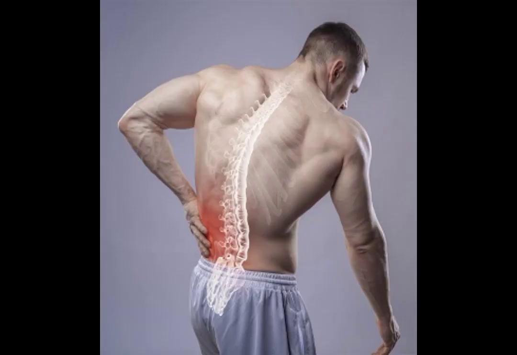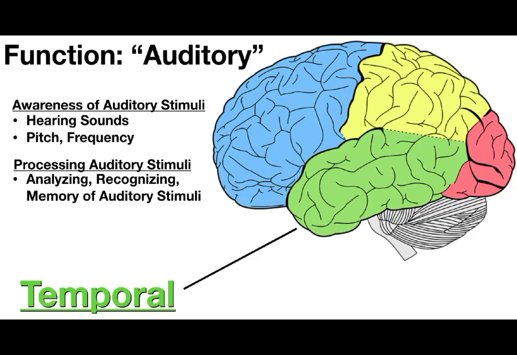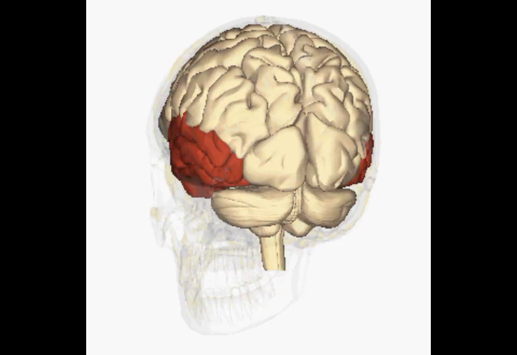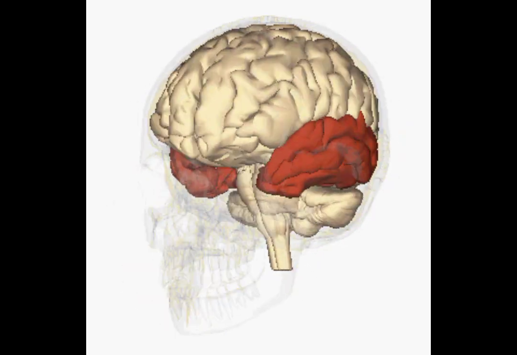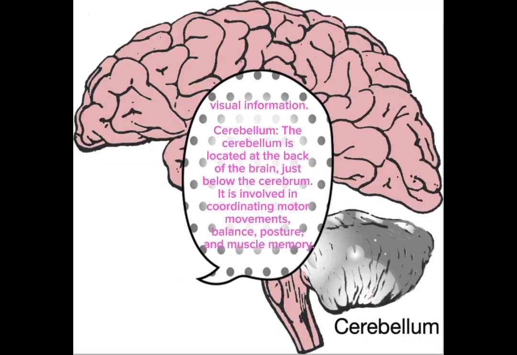C. Temporal lobe, found on the sides of the brain. The temporal lobe plays a crucial role in hearing, language processing, memory, and emotions. D. Occipital lobe, situated at the back of the brain. The occipital lobe is primarily responsible for visual processing information.